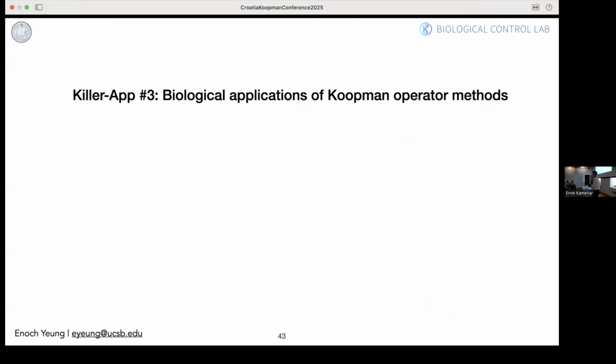We're in the biology session, so I want to talk about killer app number 3, which is biological applications of Koopman operator methods. And I hope to convince you today that we should do more Koopman operator theory in biology. I think we can really change the fate of living cells.